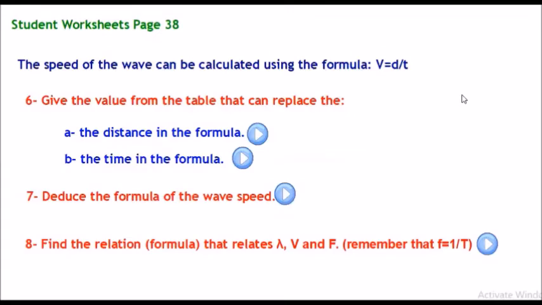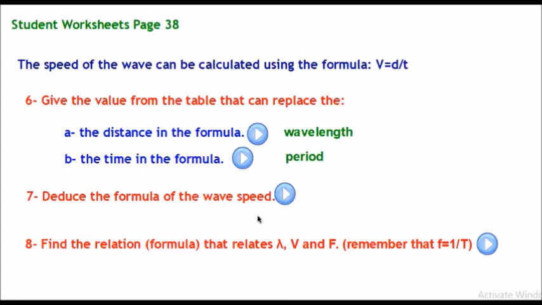Now we are going to continue and complete page 38. Here we are going to deduce the formula for the velocity of a wave. So if we recall back, the velocity is equal to the distance divided by the time. Look back at the table we just filled out at the top of page 38 and think of the values that we can use to replace the distance and the time in the formula. The distance can be replaced by the wavelength, and the time is always replaced by the period.